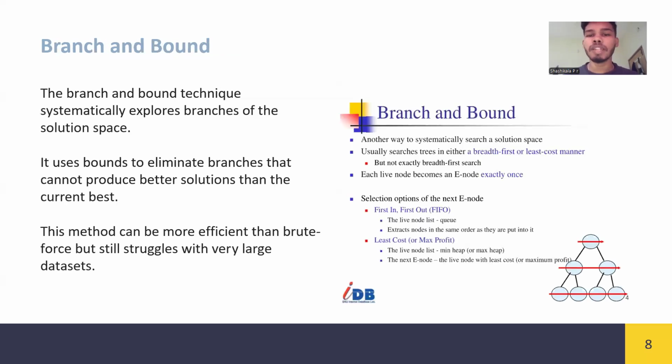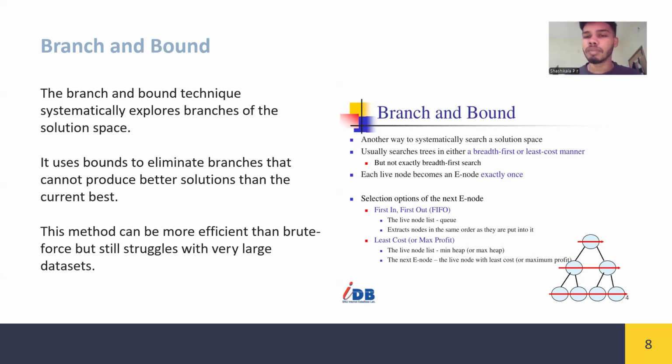So next, we'll move to the branch and bound method. The branch and bound technique systematically explores the branches of the solution space. It uses bounds to eliminate the branches that cannot produce a better solution than the current best. This method can be more efficient than brute force, but still struggles with very large data sets. So this is all about the branch and bound method.